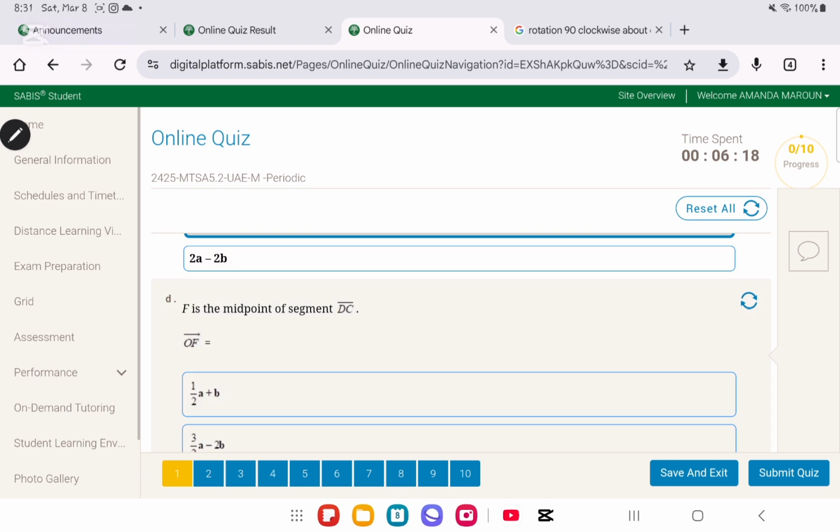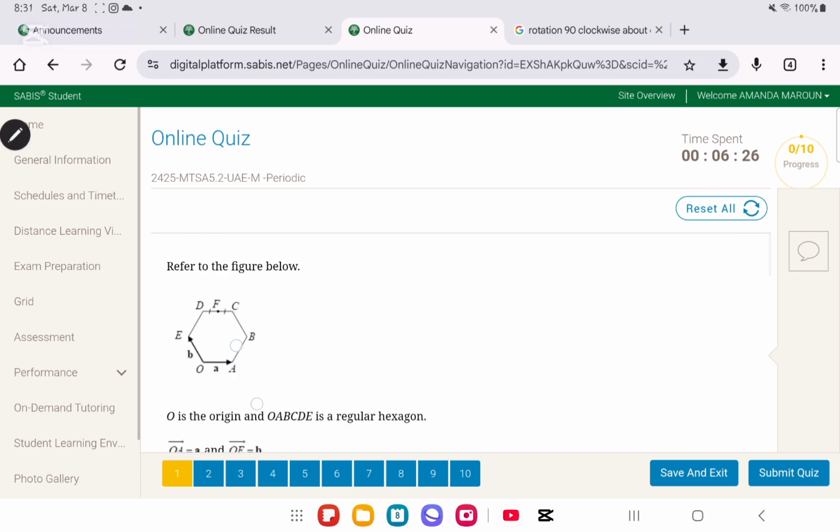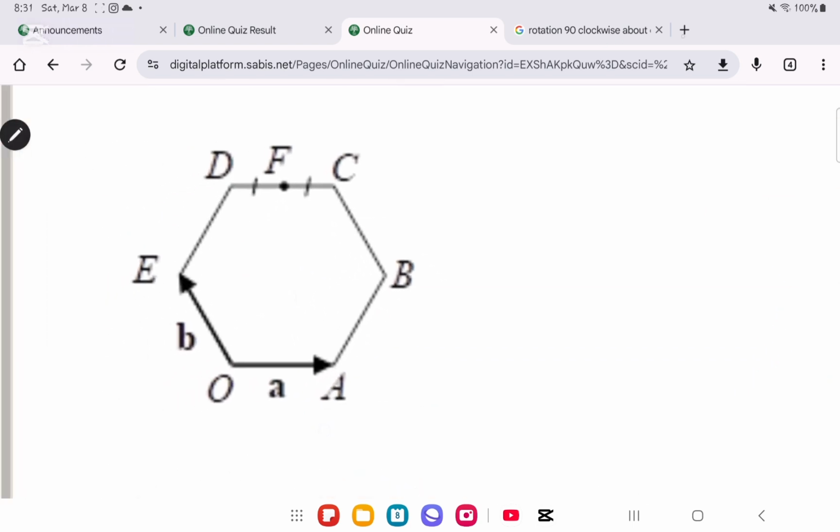Now finally, the last part, which is part D. F is the midpoint of segment DC. They need the value of OF. Let us go up and let us see OF.